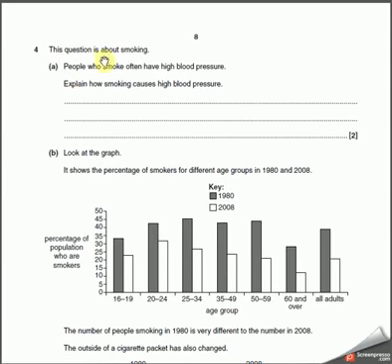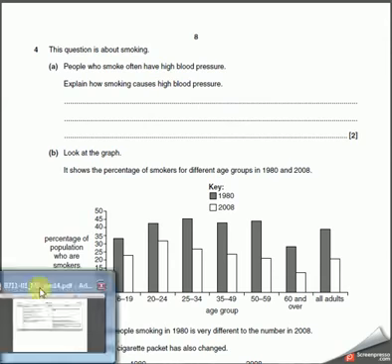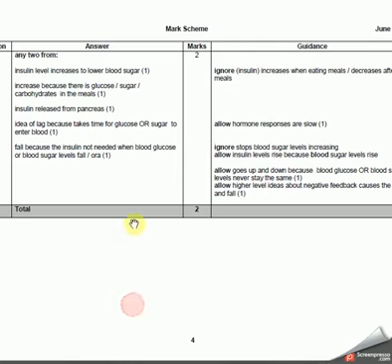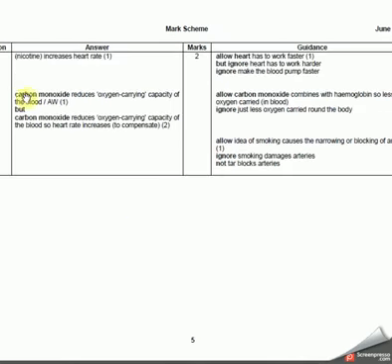Right, this question is about smoking. People who smoke often have high blood pressure. Explain how smoking causes high blood pressure. Right, remember when we talked about this, we talked about carbon monoxide and nicotine, didn't we, in one of the revision videos, if you've watched it.